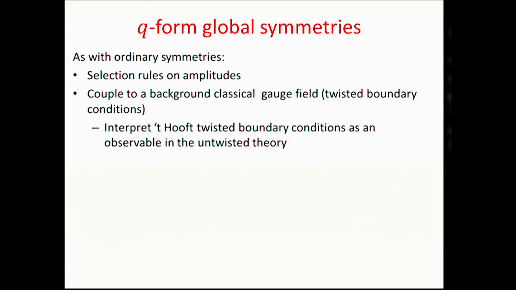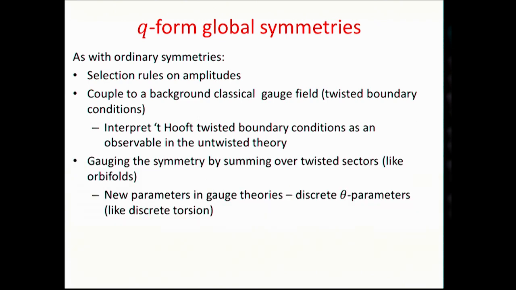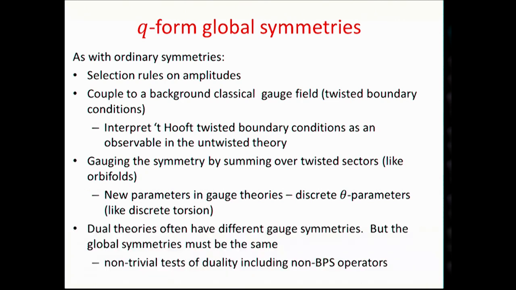We could couple them to classical background fields. For ordinary symmetries, these are twisted boundary conditions. For these generalized symmetries, this is what is known as 't Hooft twisted boundary conditions. And we can also gauge the symmetry by summing over twisted sectors. We're familiar with that for ordinary symmetries, in the case of orbifolds. And in this case, it would lead us to new gauge theories when we gauge this symmetry. And in ordinary orbifolds, we have this phenomenon of discrete torsion. And in this case, we also find new parameters in four-dimensional quantum field theories, which we very much like, theta parameters, but these are new parameters, which we call discrete theta parameters.